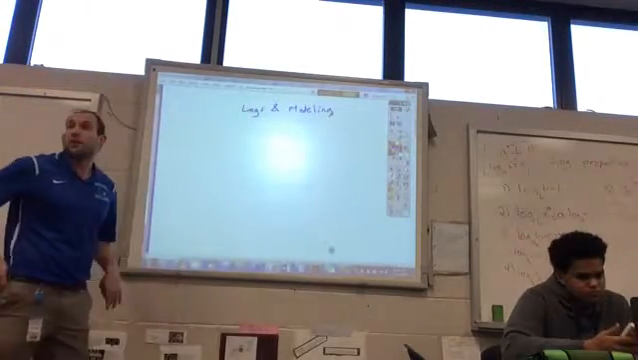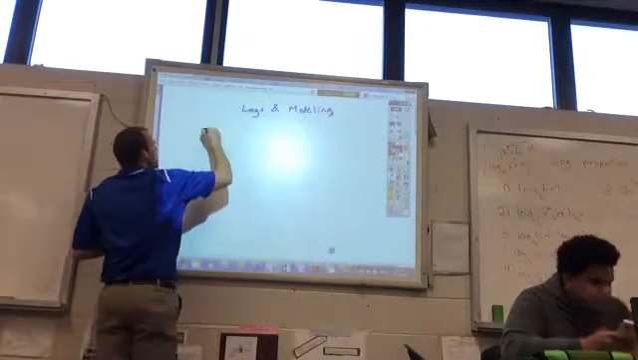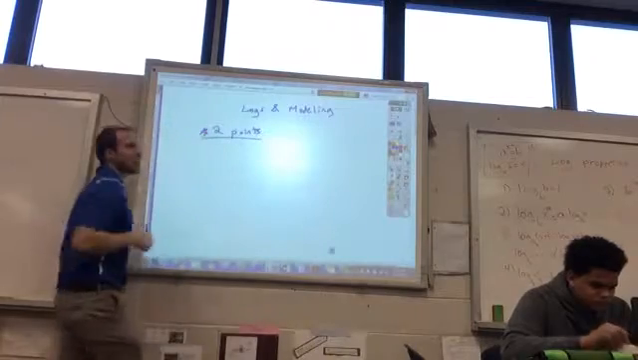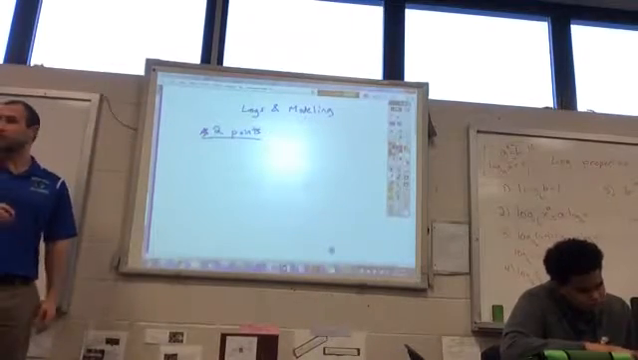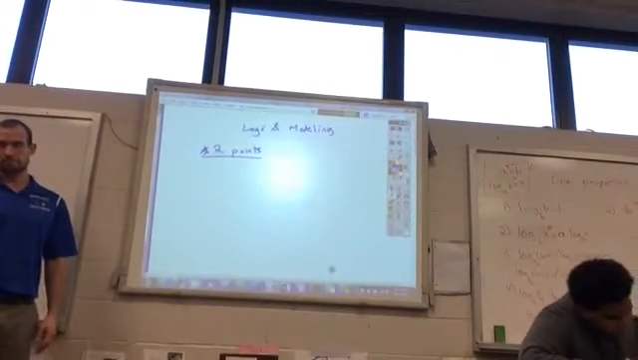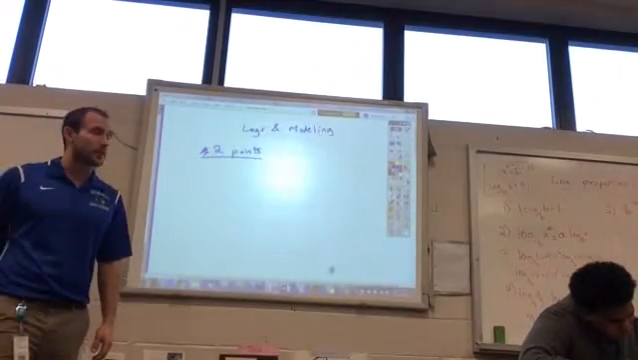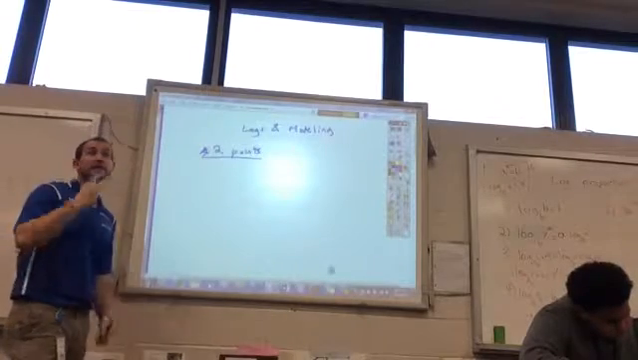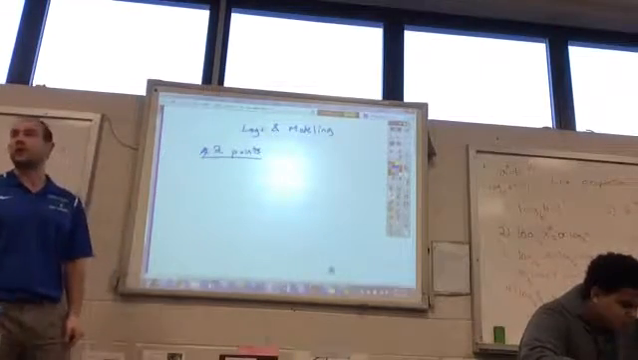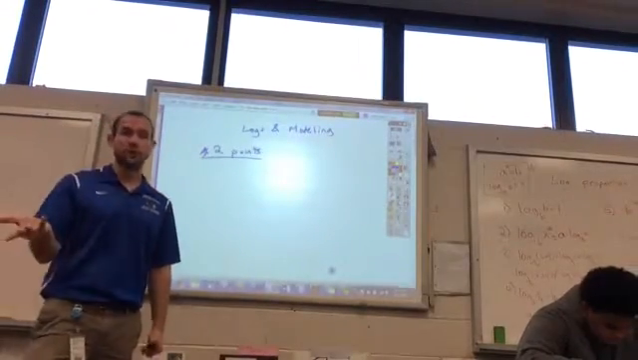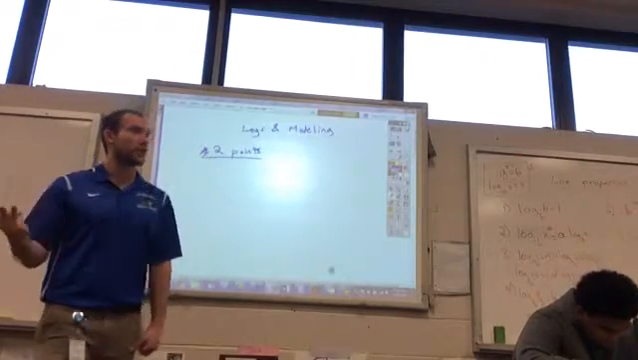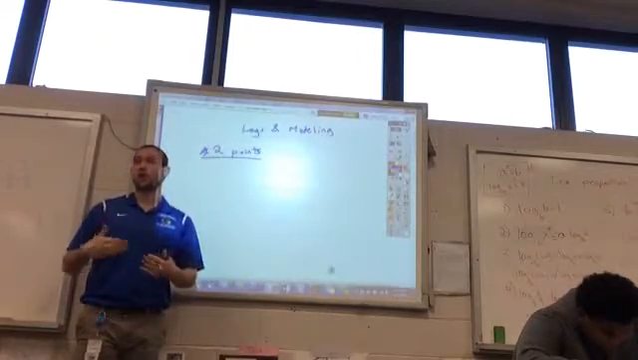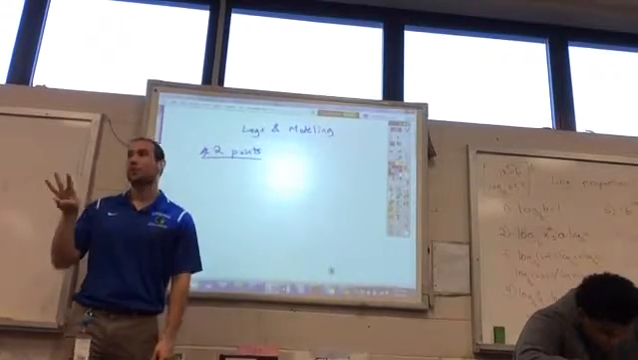So logs and modeling, here is the goal. First off, we need 2 points. I can find the equation of any function from 2 points. Now, first thing I'm going to do is help you to understand how to find those 2 points using the information about your object. The second thing I'm going to do is show you how we can find the equation using exponential functions. And the third thing we're going to do is find the inverse of the exponential function, which then is going to be our log function. So it's a 3-step process.